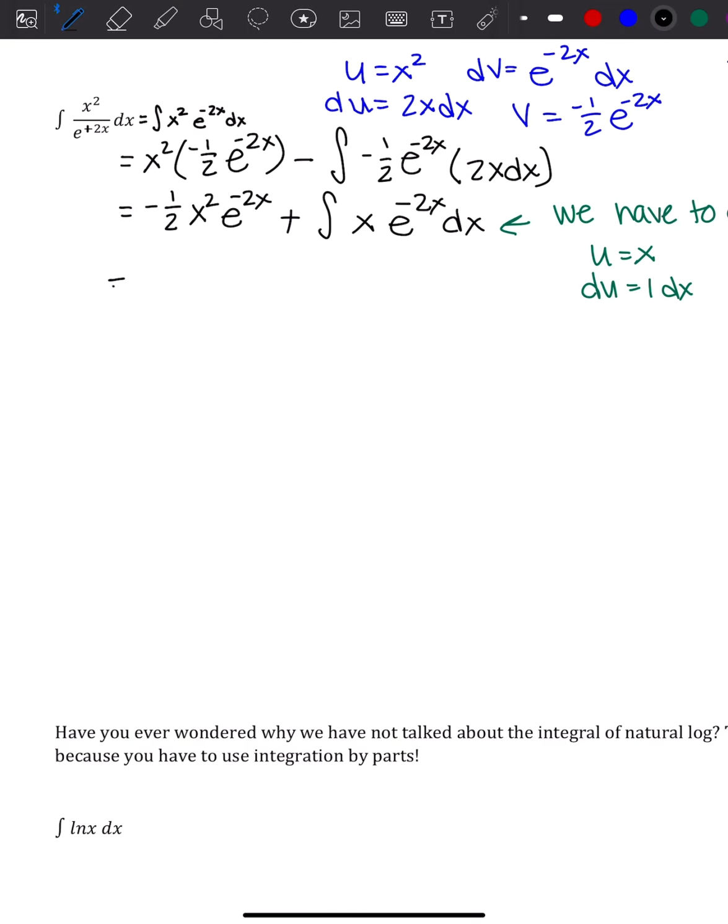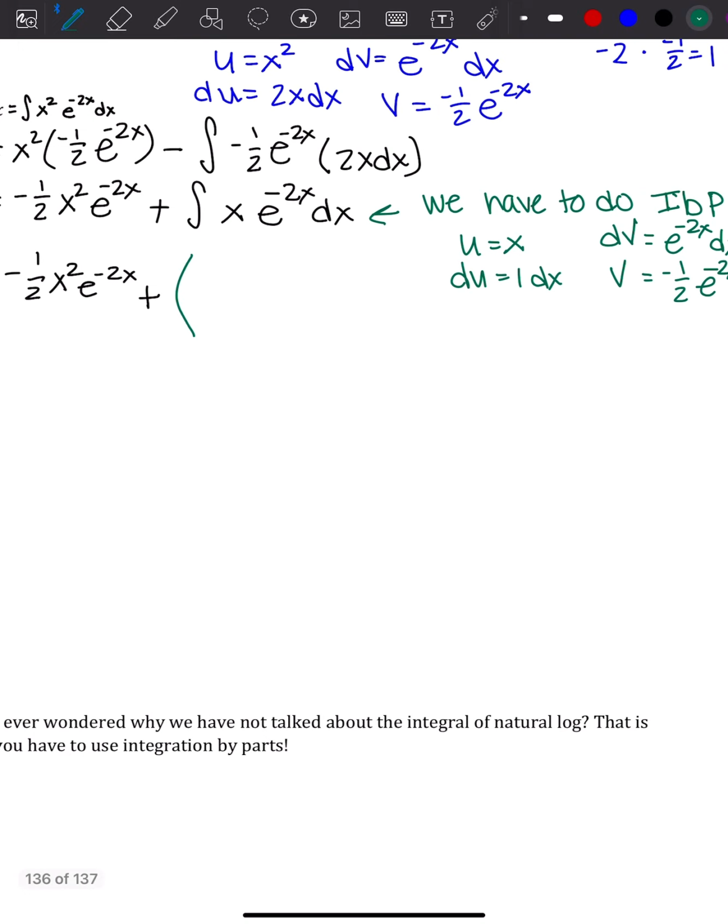So this first piece here, negative 1/2 x squared e to the negative 2x, stays the same. We're going to be adding our new integration by parts. So u times v, so x times negative 1/2 e to the negative 2x, minus the integral of v, negative 1/2 e to the negative 2x times 1 dx. So we're going to simplify what we can.